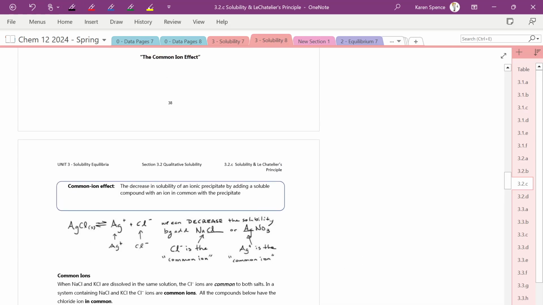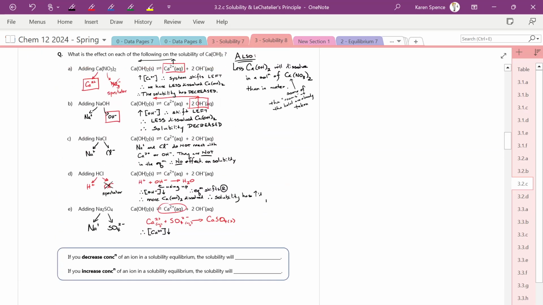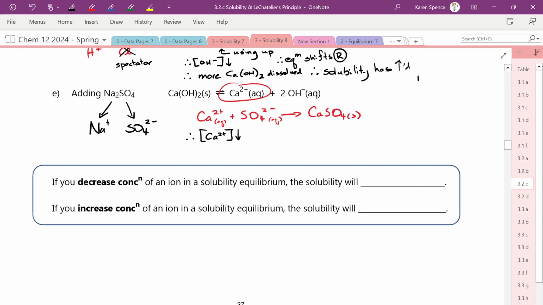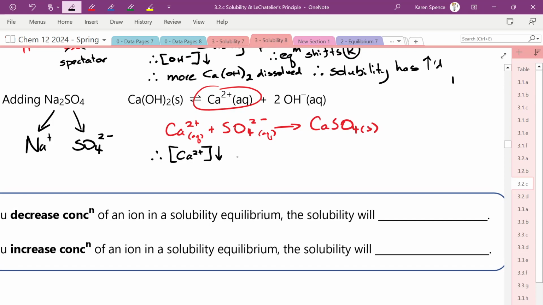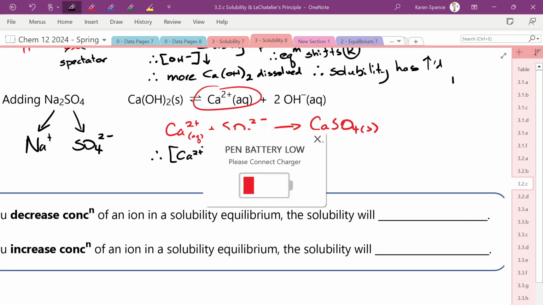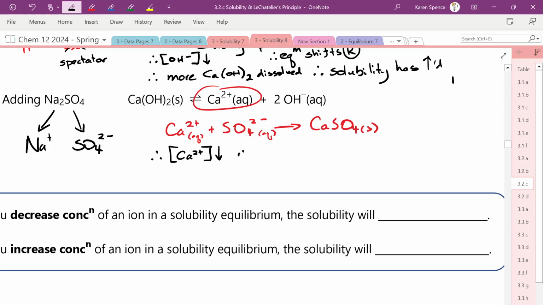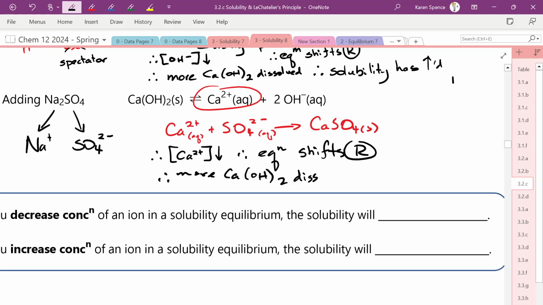All right, and if anyone wanted that last little bit, calcium ion concentration decreases, therefore the equilibrium shifts. Therefore, more Ca(OH)2 dissolved. Therefore, solubility increases. There we go.